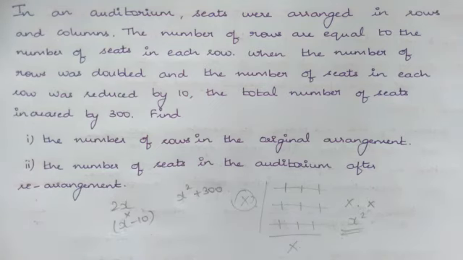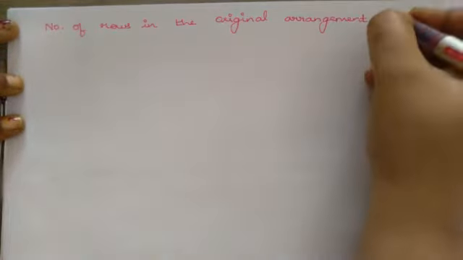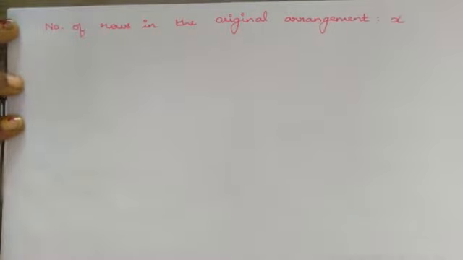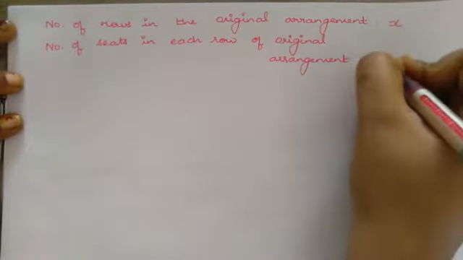Okay, so we are going to identify the number of rows in the original arrangement and the number of seats in the auditorium after rearrangement. Let's do it. First, the number of rows in the original arrangement, we are going to take as some x for convenience. Next, the number of seats in each row will also be x.